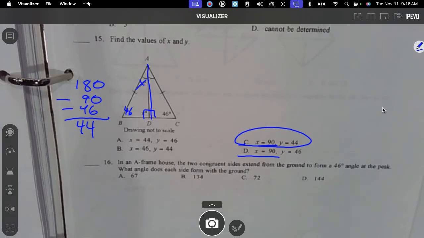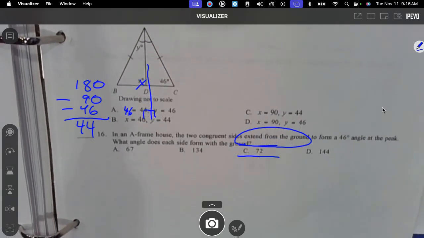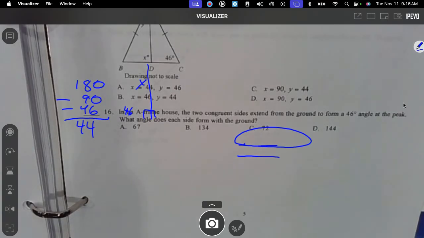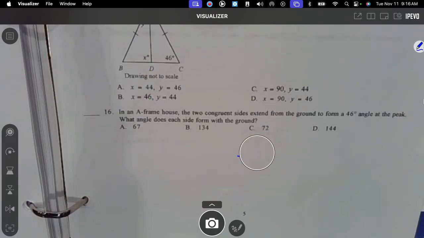Let's see. The next one. Everybody's sneezing. All right, the next one is an A-frame house. Are we ready? Okay. An A-frame house has two congruent sides, and they form a 46-degree angle at the peak. So you just have to know how to draw this, or what it's asking for. So here's our A-frame house, and at the peak is 46 degrees.